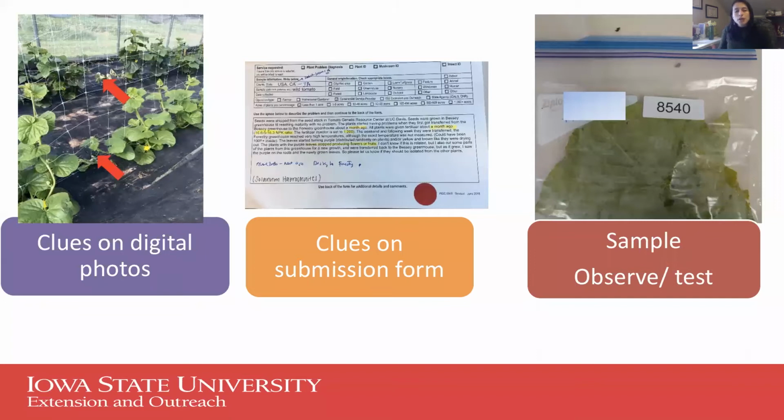Now, the next part is at the clinic. We will put together all this information: digital photos that you will share with us, the clues and information that you provided on the submission form, and a sample, which we then will observe, compare with your observations, and then decide what battery of tests we will be running.